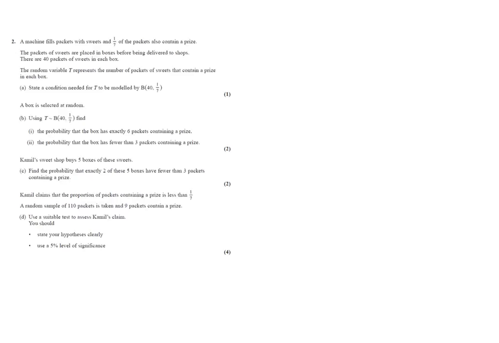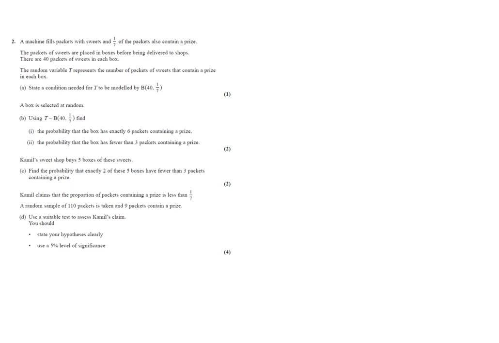So I'm looking to decode this question. You've got a machine filling packets with sweets and sometimes a prize. They're put in boxes delivered to shops, 40 packets of sweets in a box. When I'm trying to think of the distribution, that looks like a fixed number of trials when you've got that 40. So I'm already erring towards thinking that. Read a little bit further.